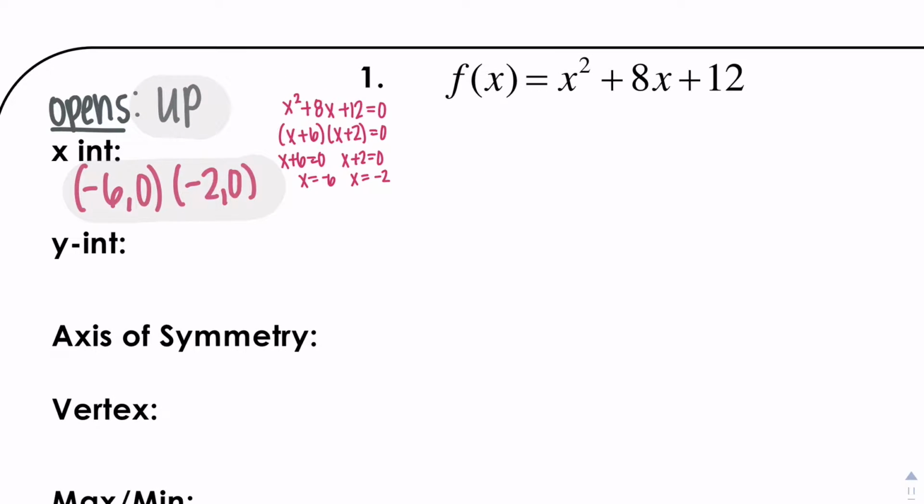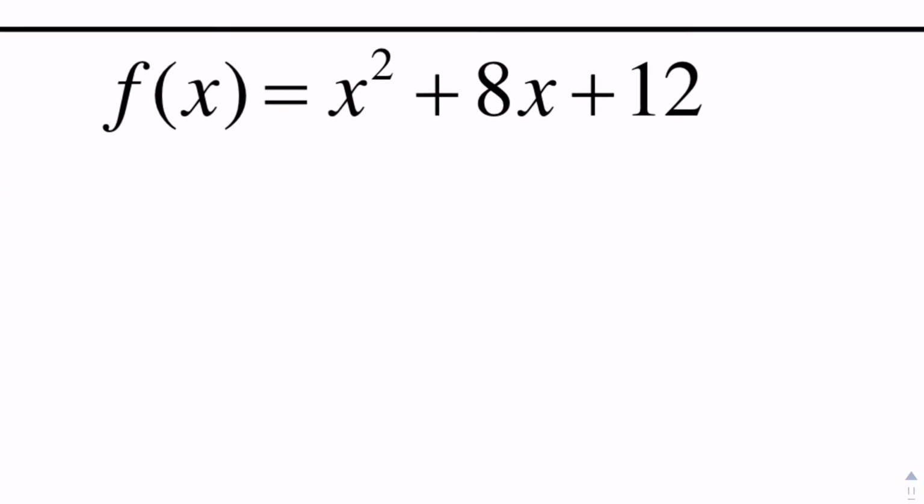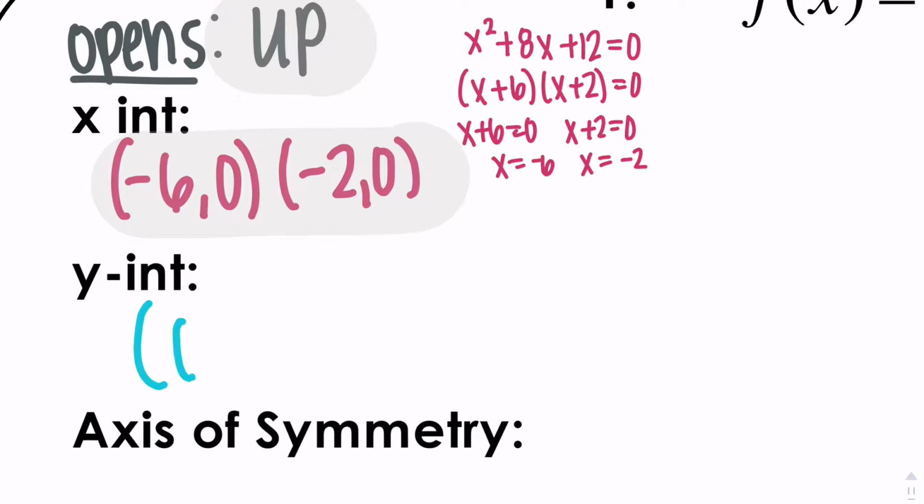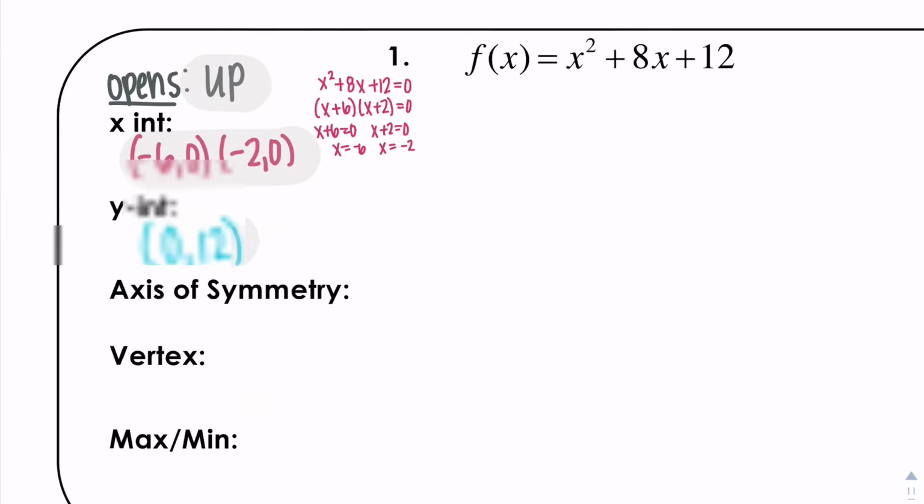My y-intercept, remember, the long way, if it's not in standard form, would be to plug 0 in for all the x's and solve. The shortcut is, if it's in standard form, like it is, you can just look at the c value, or the constant. So our y-intercept is 12. So we write it as an ordered pair, (0, 12).